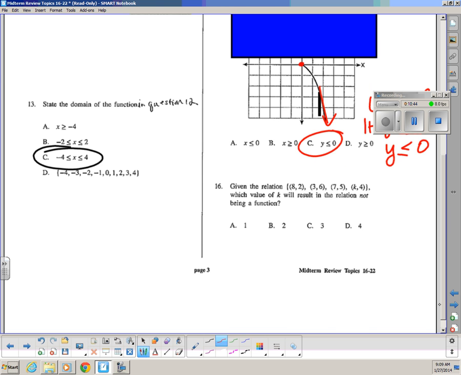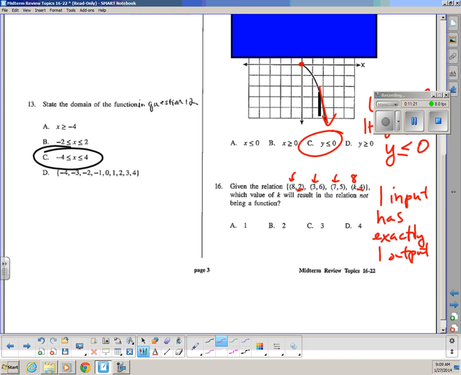Number 16, given the relation, if 8, 2, 3, 6, 7, 5, K, 4, which value of K will result in the relation not being a function? If you look at an ordered pair like this again, the definition of a function is one input has exactly one output. So you cannot have a duplicate input because that would create a different output. So for example, if I had an 8 in for K, then the input 8 would have 2 and 4 as its output. Of course, that's not a choice.